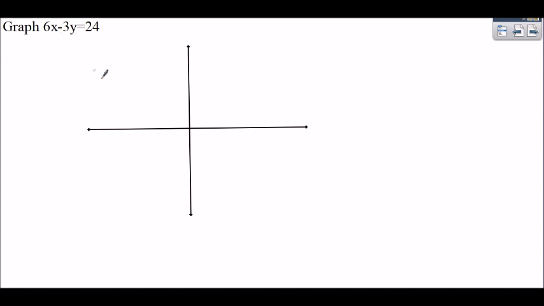They give us in standard, we just have to find the x and y intercepts. To find the x-intercept, I put y as 0, and then solve for x, and then the opposite for the y-intercept.